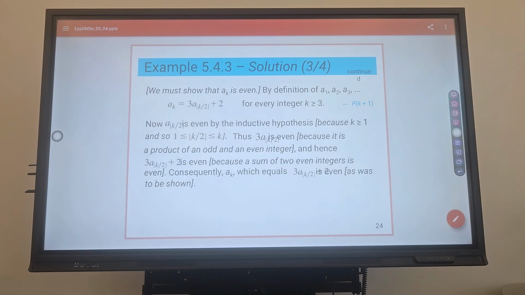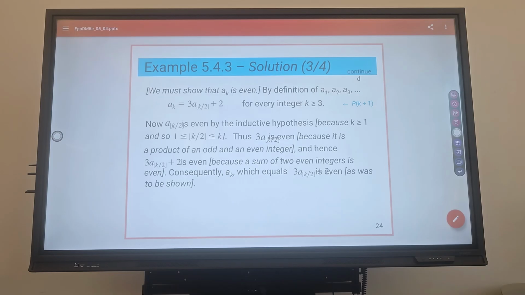Then, by definition, A sub k equals 3A sub the floor of k over 2 plus 2. Now, A sub the floor of k over 2 is even by the inductive hypothesis because k is greater than or equal to 1, so that the floor of k over 2 is between 1 and k.